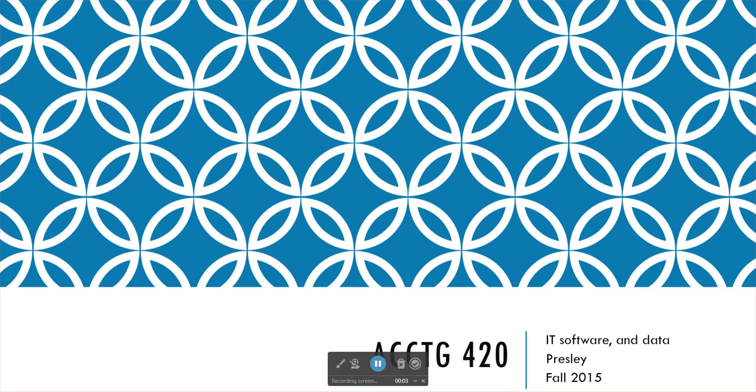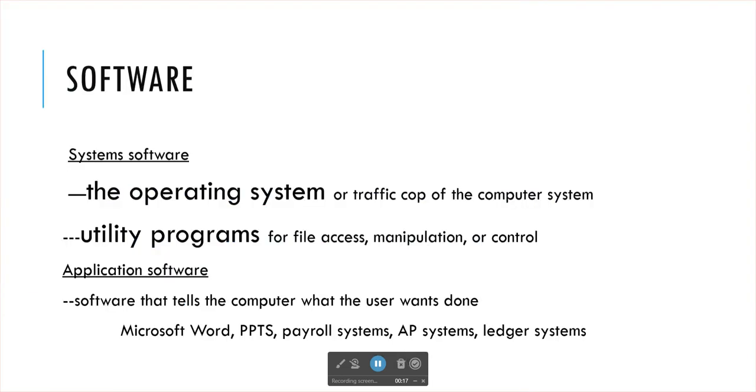This discussion is IT software and data, and as I said before, these are the items that every responsible CPA should know about as they're entering the profession. The software consists of really two types of software. The systems software, which we know as the operating system, is like the top traffic cop of your computer system that keeps everything functioning. And then you have utility programs that manage the data, manipulate, and control access.